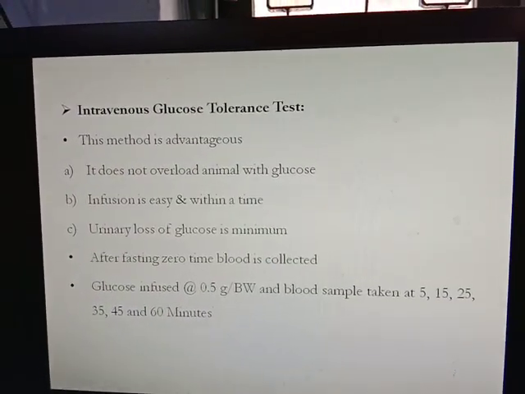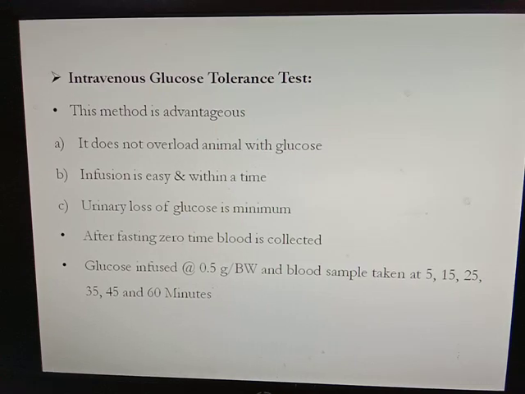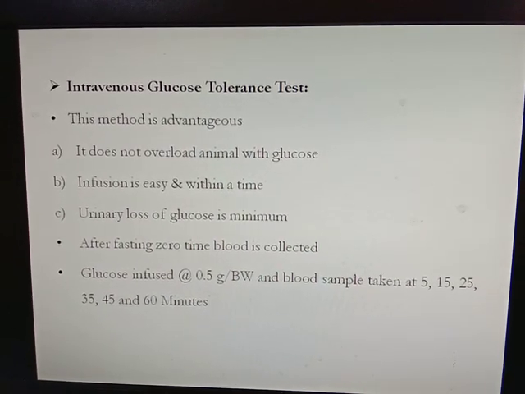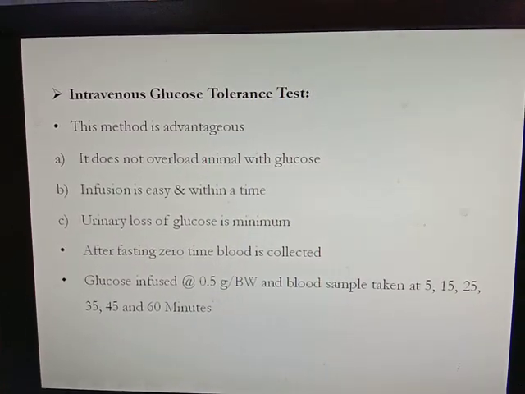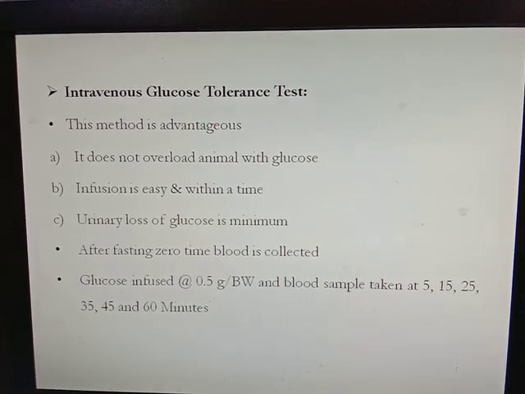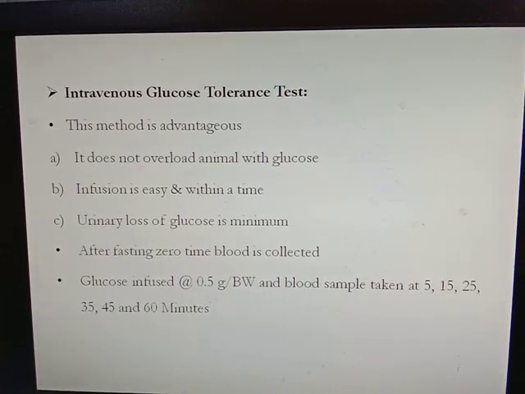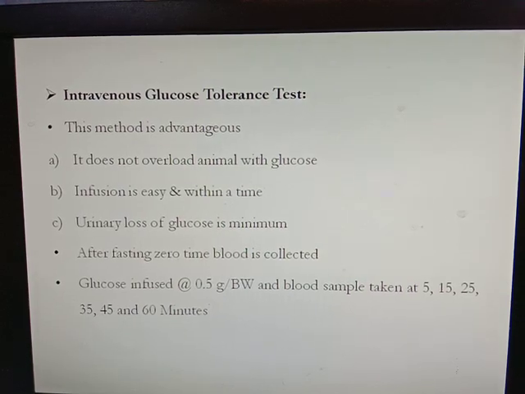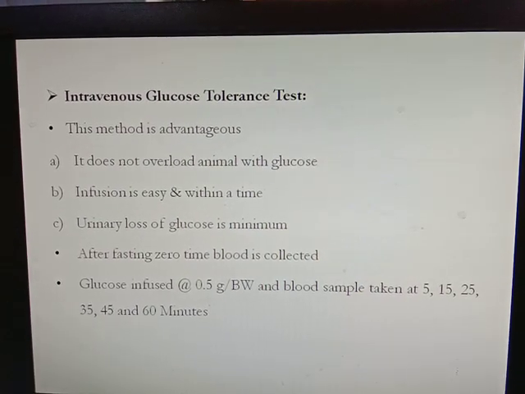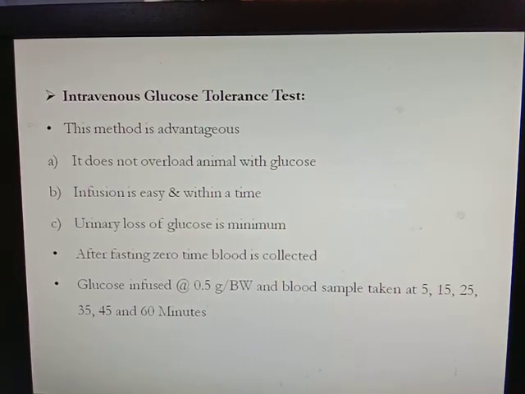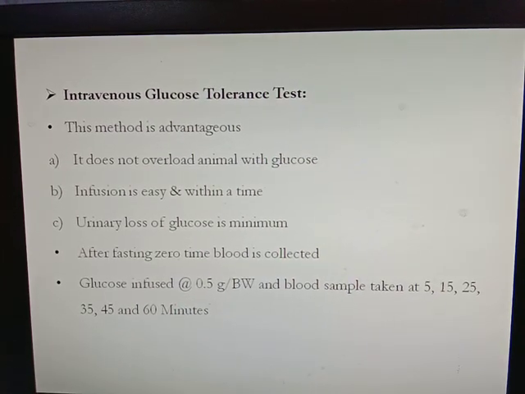Then the intravenous glucose tolerance test. This method is advantageous over the oral glucose tolerance test. It does not overload the animal with glucose, administration of glucose into the animal is easy and within the time, and urinary loss of glucose is minimum.